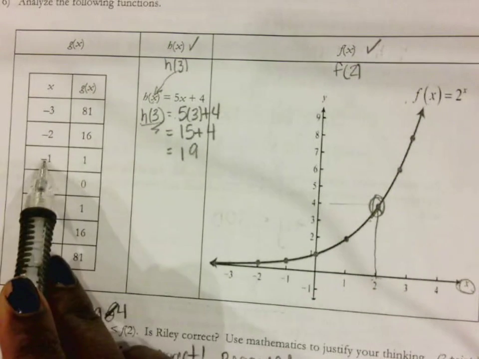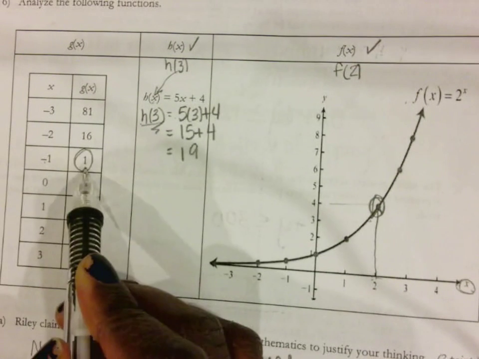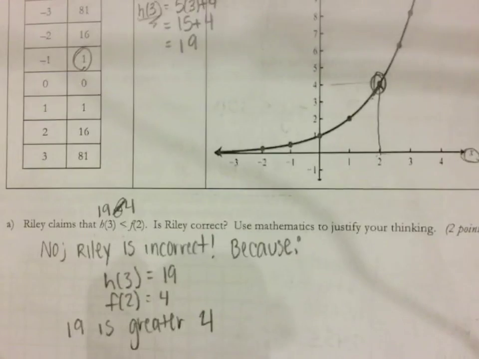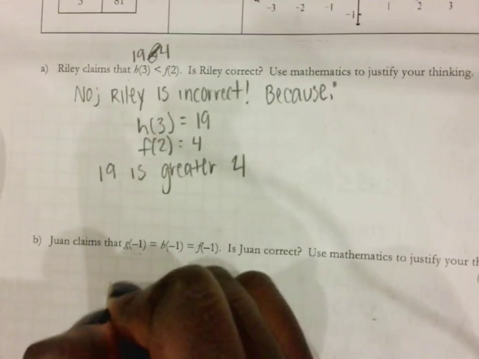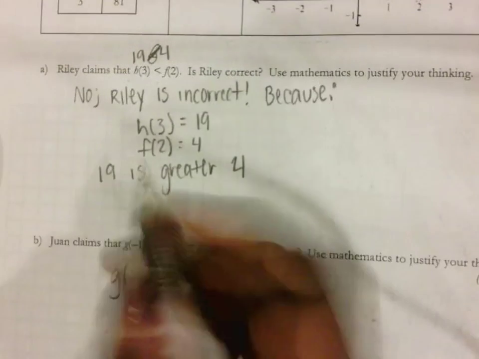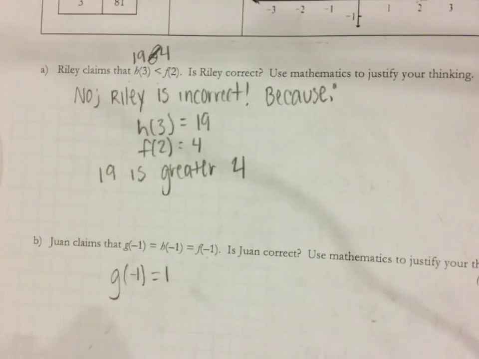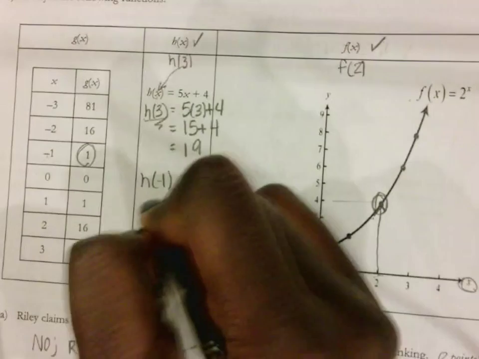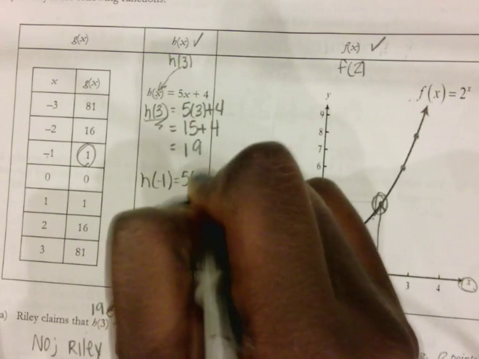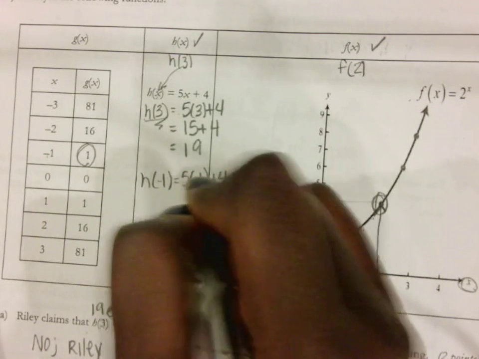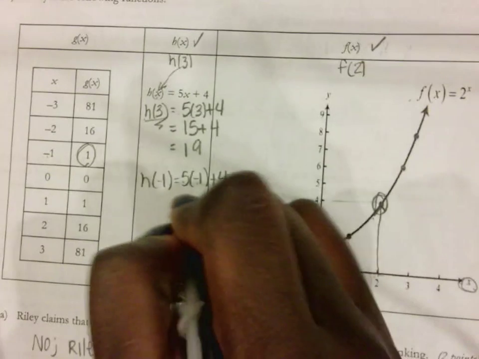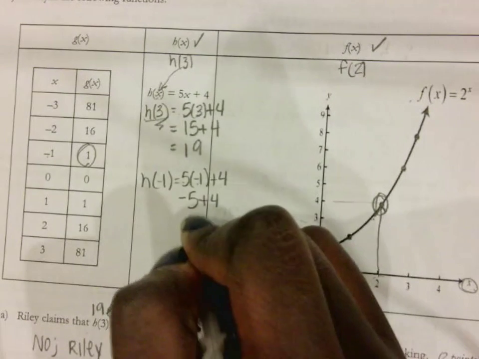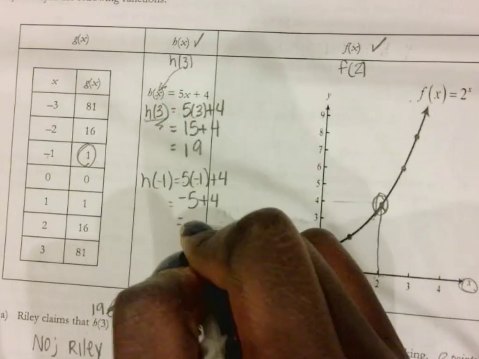When x is -1, what's my output here? 1. So far I have the g of -1 is equal to 1. All right, let's go to our h function. What happens when I have the h of -1? Well, we got to plug it in. So this is going to be equal to 5 times -1 plus 4. 5 times -1, you say to yourself, is -5 plus 4. -5 plus 4 is -1.